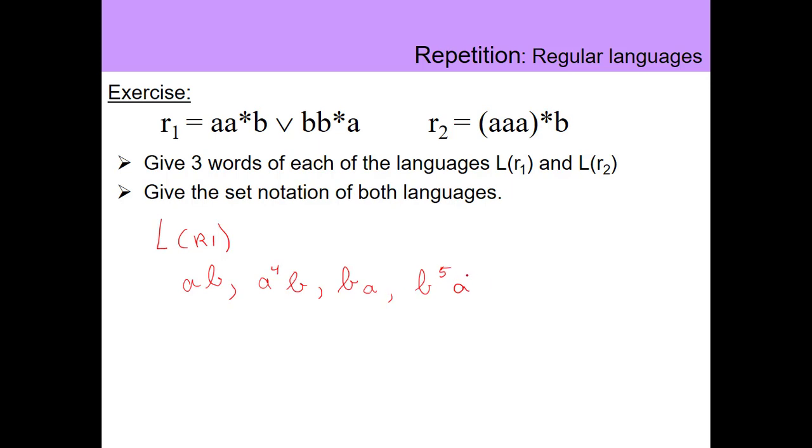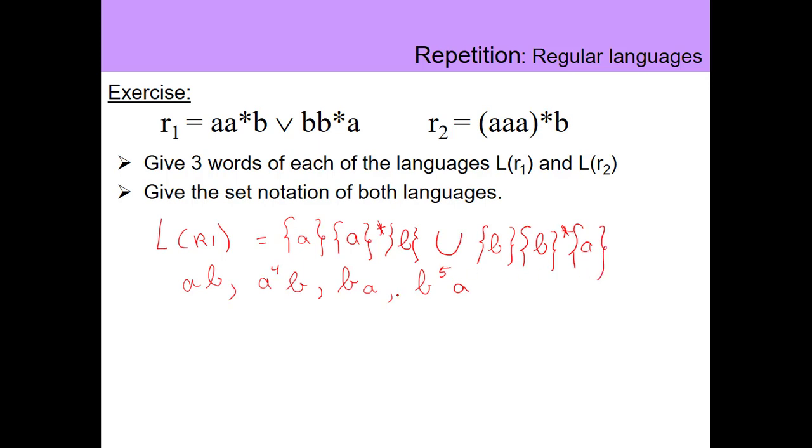So all possible words. If we look at the set notation, that would be we start with an A, then we have as many A's as we like, we end with a B, or, and then remember, an or in set theory means that we have a union, or we start with a B, we have as many B's as we like, and we finish with an A.